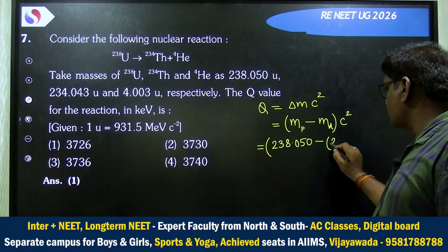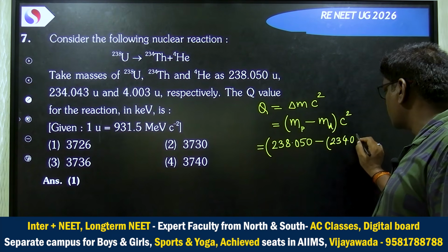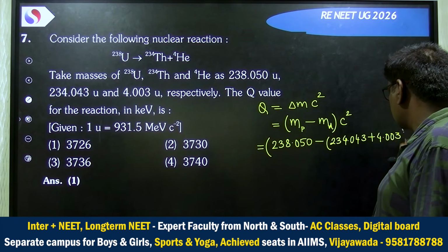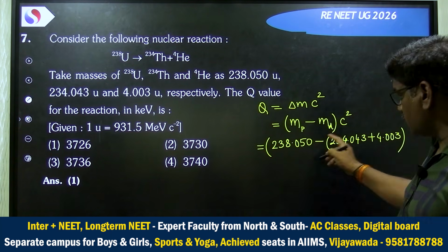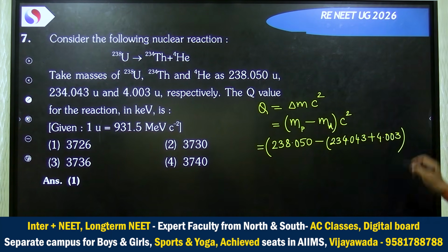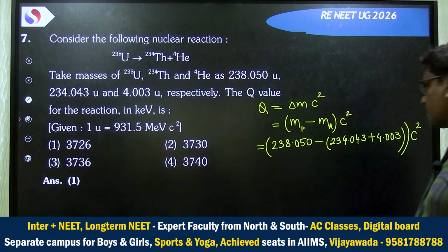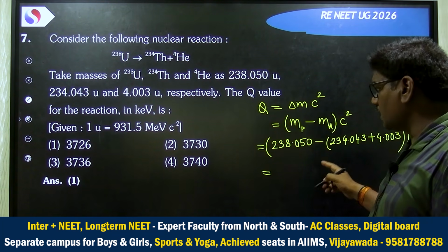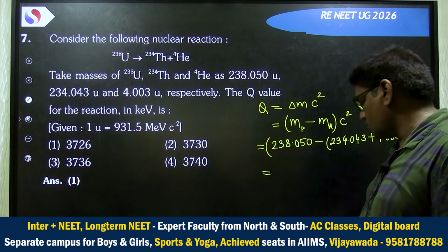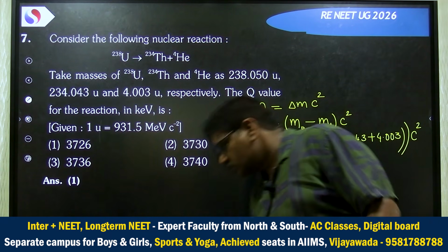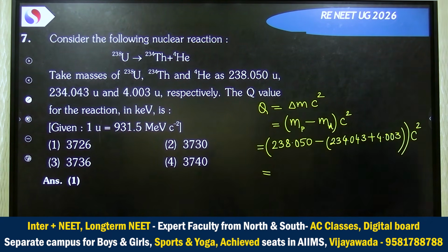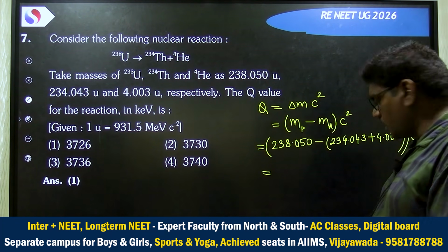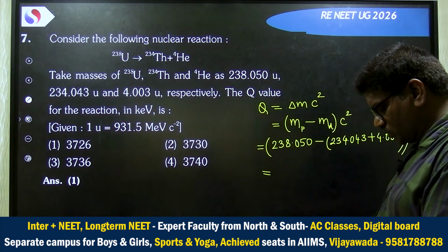So if I put these values, 234.043 plus 4.003, this is giving me the mass defect. This difference of parental minus daughter element is giving you the mass defect into C square, which, if I calculate, is coming to something around 0.004. Okay. Let me give you the exact value.